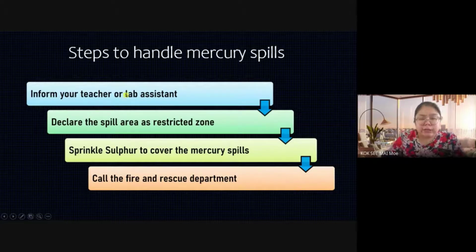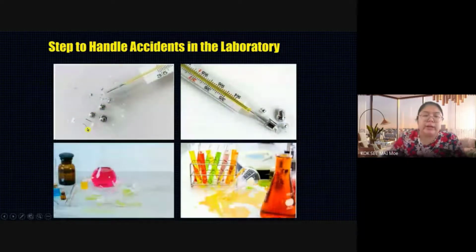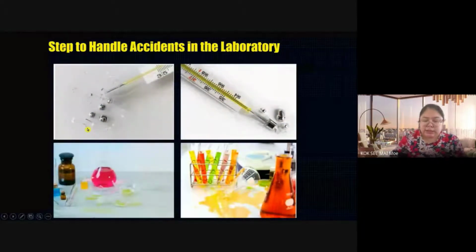So inform the teacher is the first one. Every time is the first one. Declare the spill area. Also, you need to separate the area. Sprinkle the sulfur. Okay, for the mercury, they need to sprinkle sulfur to cover the mercury spill. Then call the fire and rescue department. So that means this whole thing we cannot do by ourselves. Mercury is very, very poisonous. So from here you can see the diagram. This one is the mercury. You see there's a liquid, is it? When it just comes out, it's not a liquid, it's just like a solid.